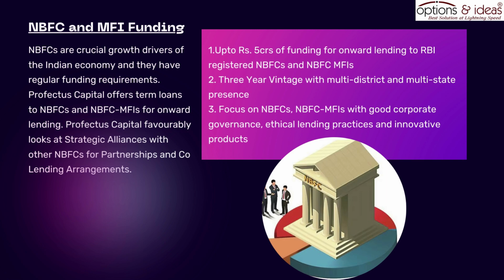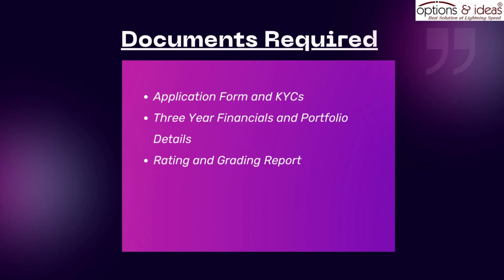1. Up to 5 crores of funding for onward lending to RBI-registered NBFCs and NBFC-MFIs. 2. 3-year vintage with multi-district and multi-state presence. 3. Focus on NBFCs, NBFC-MFIs with good corporate governance, ethical lending practices and innovative products. Documents required: application form and KYCs, 3-year financials and portfolio details, rating and grading report.